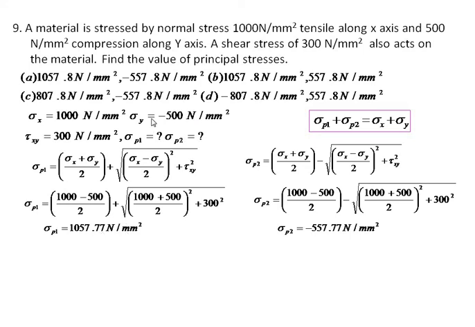Here you have 1057. Adding sigma p1 and sigma p2, the value is 500. Similarly, when adding sigma x and sigma y, the value is 500. So this relation can also be used. Instead of substituting into the formula, you can find the value of sigma p1 and substitute it in this equation to find the value of sigma p2. So you can save time.